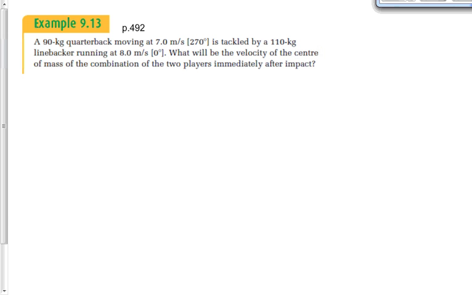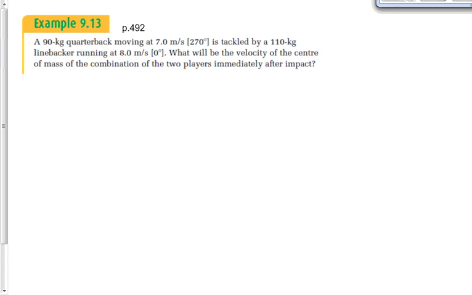And you'll see what the 270 means. He's tackled by a 110 kilogram linebacker running at 8 meters per second at 0 degrees. What would be the velocity of the center of mass of the combination of the 2 players immediately after impact? Center of mass is where the mass of the wreckage, for lack of a better term, can be considered to be concentrated. In other words, they go off as separate objects, but if they went off as one object, this is where they'd go. Okay, this is where the center of mass goes.